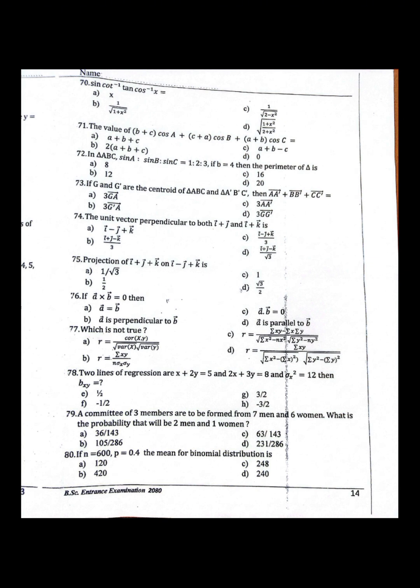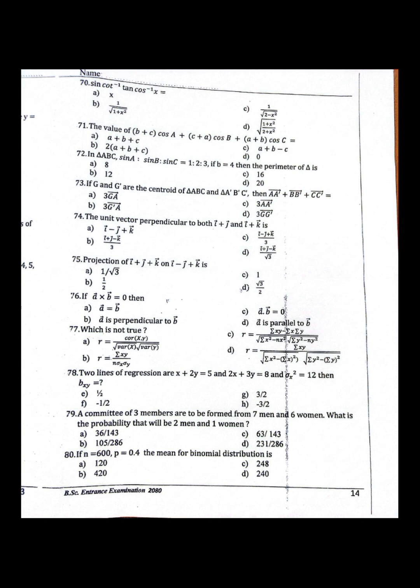78. Two lines of regression are x plus y equals 5 and 2x plus 3y equals 8, and standard deviation of x square equals 12. Then b_xy equals what? A, 1 upon 2; B, minus 1 upon 2; C, 3 upon 2; D, minus 3 upon 2.